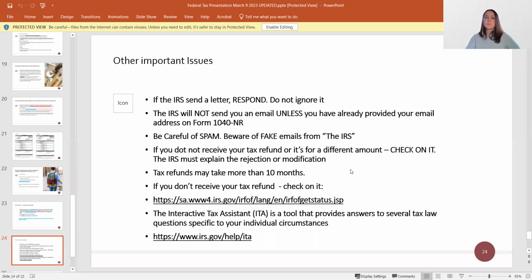Also, unfortunately, it takes more than 10 months to get a refund. So make sure you put this on your calendar. Make sure to follow up on your refund status. If you receive a different amount, check on it. The IRS always explains rejections and modifications by letters. There is a link where you can check on the status of your refunds.